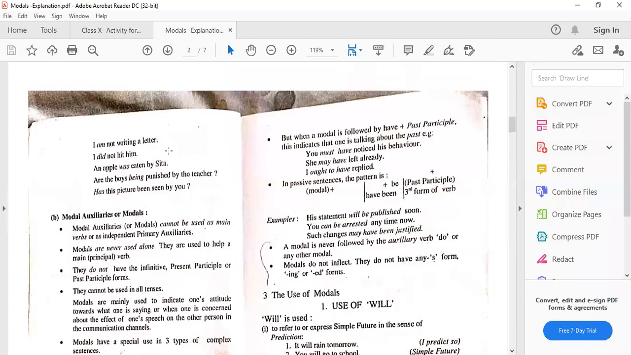I am not writing a letter. I did not let him. I did not hit him. An apple was eaten by Sita. Are the boys being punished by the teacher? Has the picture been seen by you?